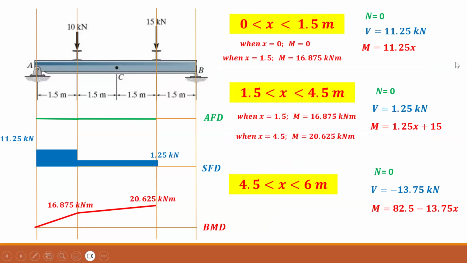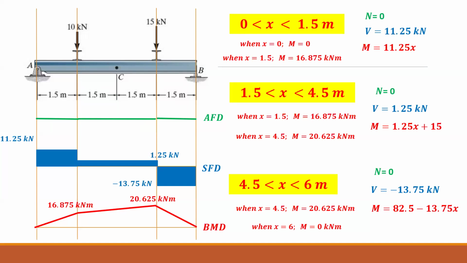So for the last part, were you able to find the starting and the ending? When x is equal to 4.5, what is M? 20.625. Yes. When x is equal to 6, I got 0. Yes. So it's going from 20.625 to 0. Are we good? Yep. So we call these the axial force, shear force, and bending moment diagrams.